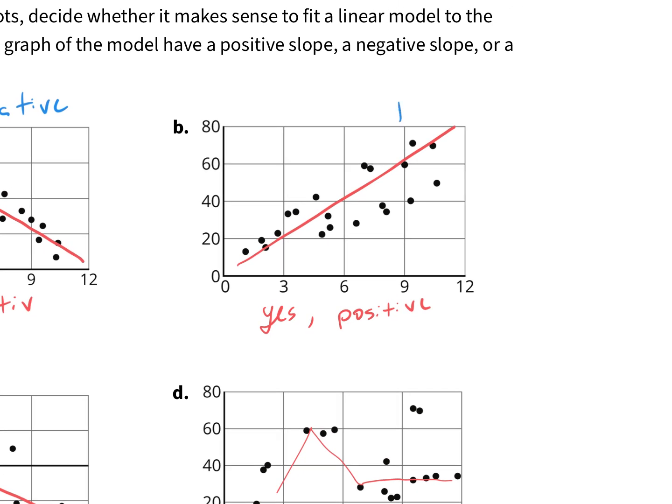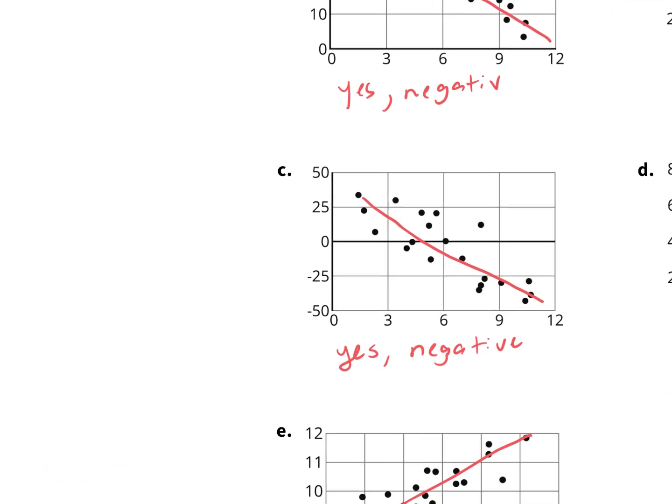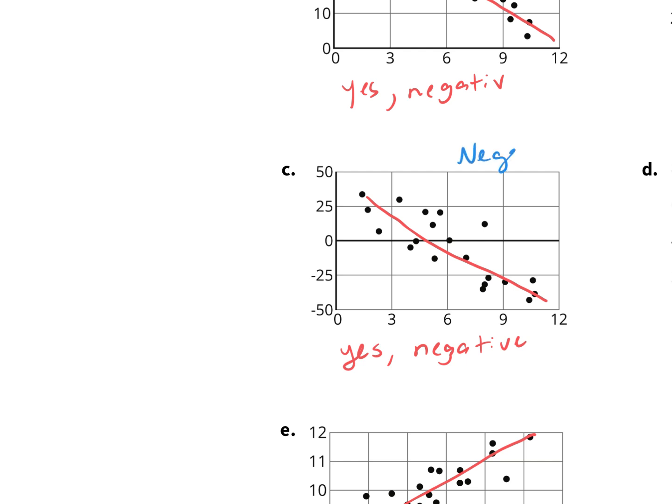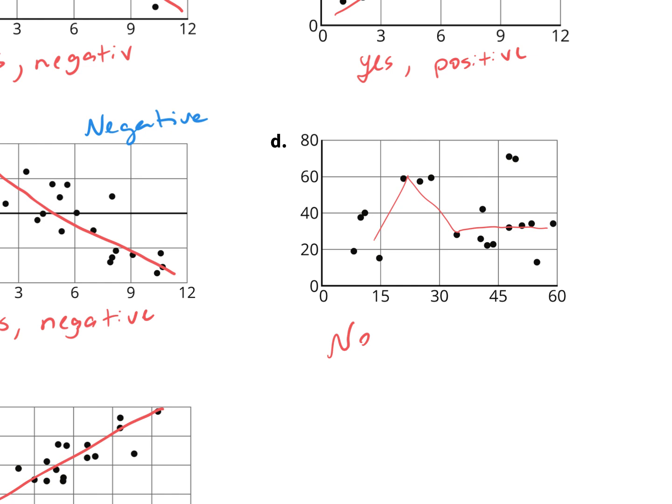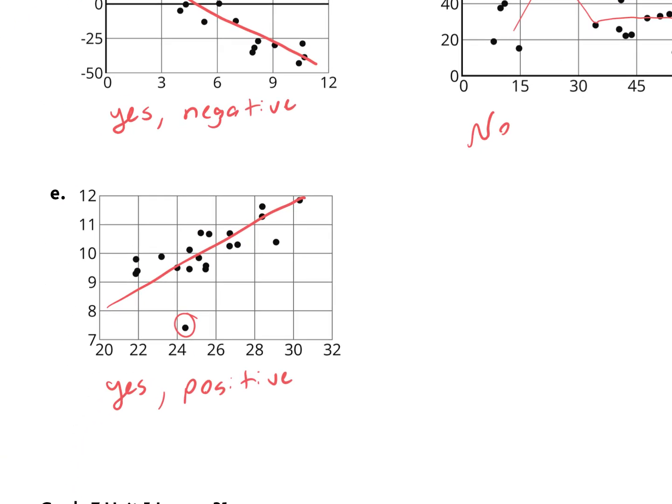For B, this one would be a positive association. For C, this one would be, you guessed it, a negative association. And then D, this one's no association. If you cannot put a linear model to it, then there's no association. And then the last one is also going to be positive.